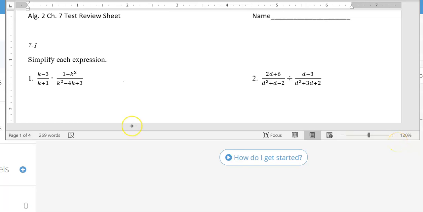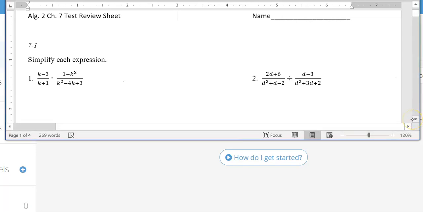Okay, here is your Chapter 7 test review sheet. Just wanting to give you some help with this. So let's jump right in and get this started.